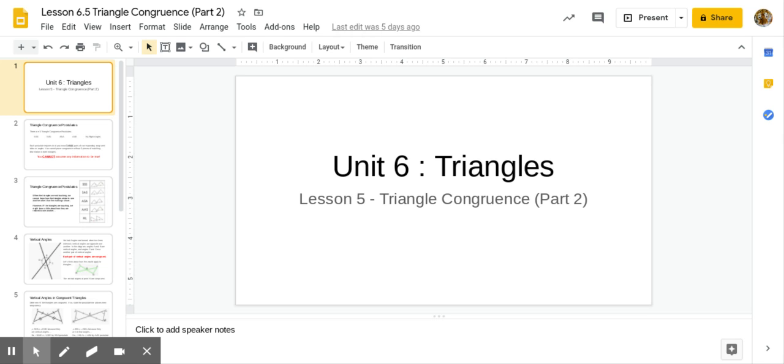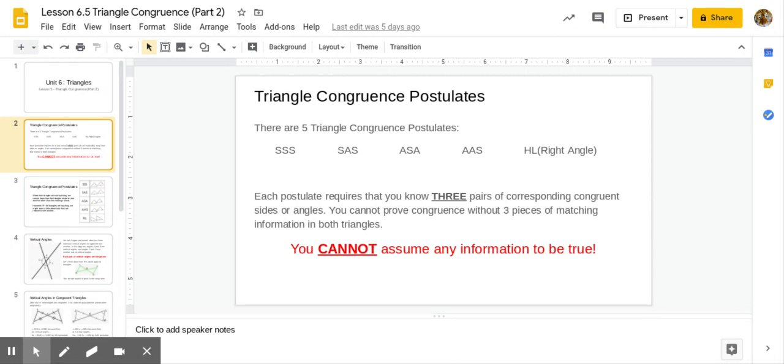Today we're going to take a look at the second portion of triangle congruence. So you have already looked at the 5 triangle congruence postulates: side, side, side; side, angle, side; angle, side, angle; angle, angle, side; and hypotenuse leg, which has to have a right angle. Each of these postulates requires you to know 3 pieces of corresponding congruent sides or angles.